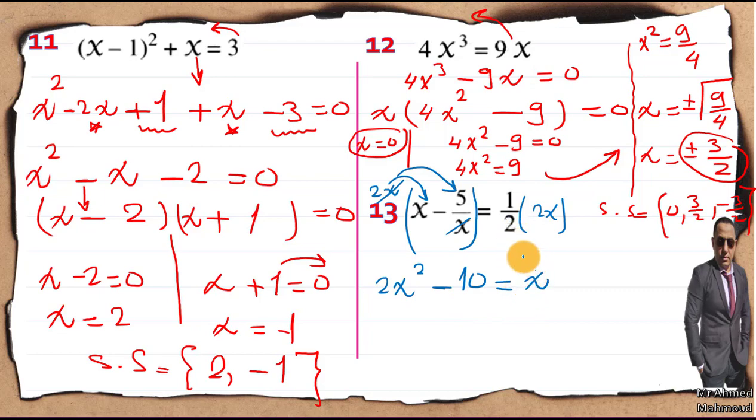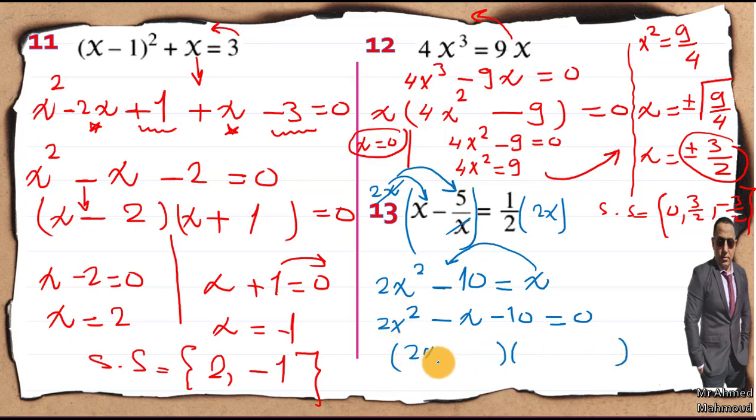I'm going to send x here. So 2x power of 2 minus x minus 10 equals 0. I wrote x here to be in order, in descending order according to the powers. Now I don't have a common factor, so I have to factorize by using means and extremes, because I have 2 at the beginning.